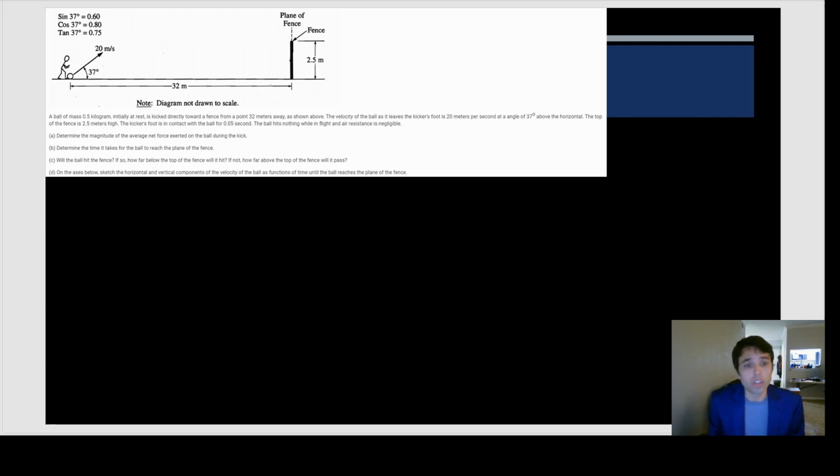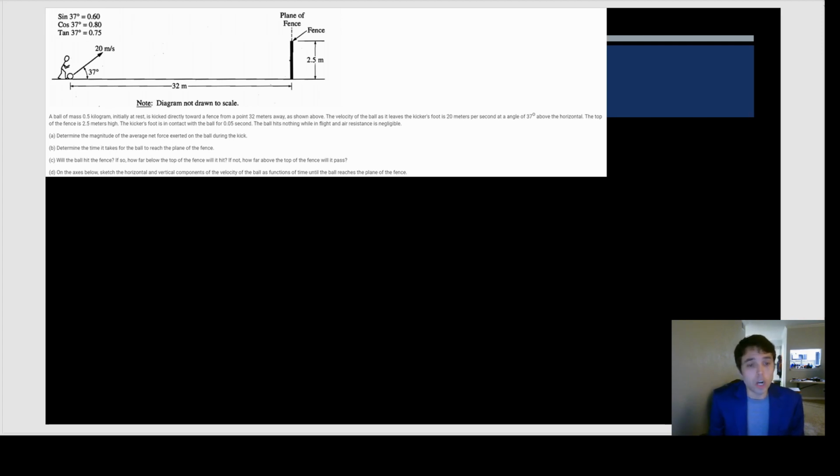All right. The top of the fence is 2.5 meters high. The kicker's foot is in contact with the ball for 0.05 seconds. The ball hits nothing while in flight, and air resistance is negligible. And part A asks about the magnitude of the average net force. We're not going to worry about that. It has to do with impulse and stuff like that, and we'll do that later. Let's focus on B, C, and D.